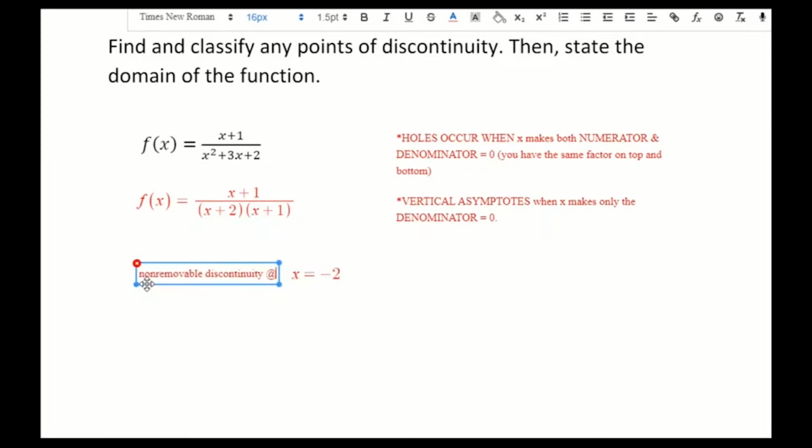And if we want to be more explicit about it, we can say it's an infinite discontinuity, right? Because that's where we have a vertical asymptote.